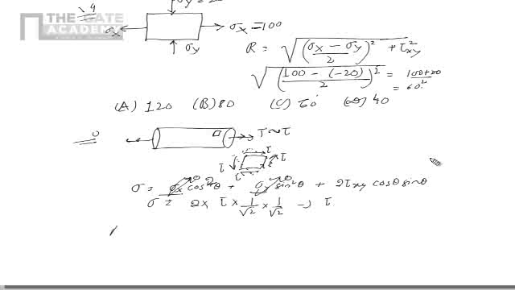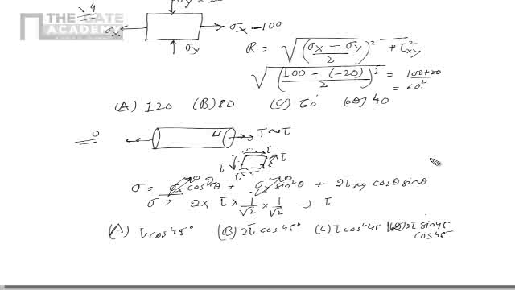So let's see the options. Option A is tau cos 45 degree. Option B is 2 tau cos 45 degree. Option C is tau cos square 45 degree. And option D is 2 tau sin 45 cos 45. Obviously this is the right option. We have solved it beyond that, but this is the right option, option D. This expression over here is the same as option D.